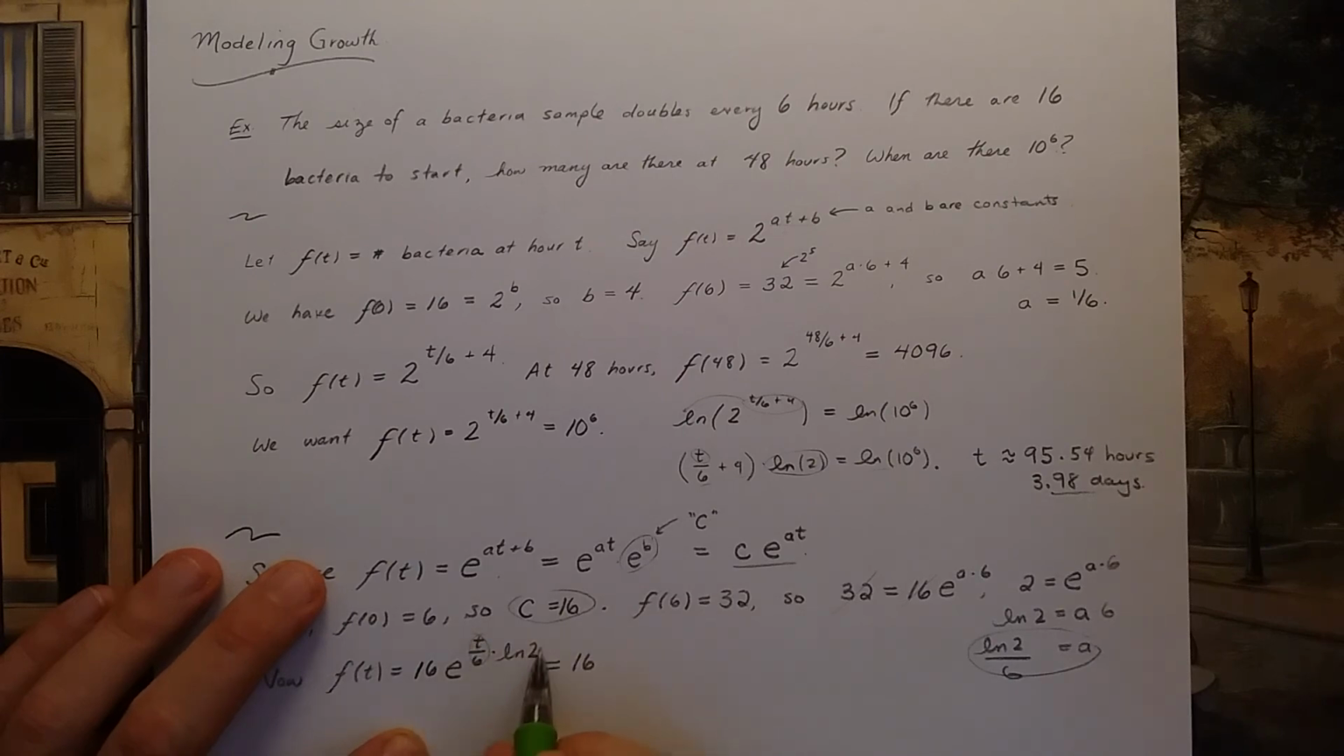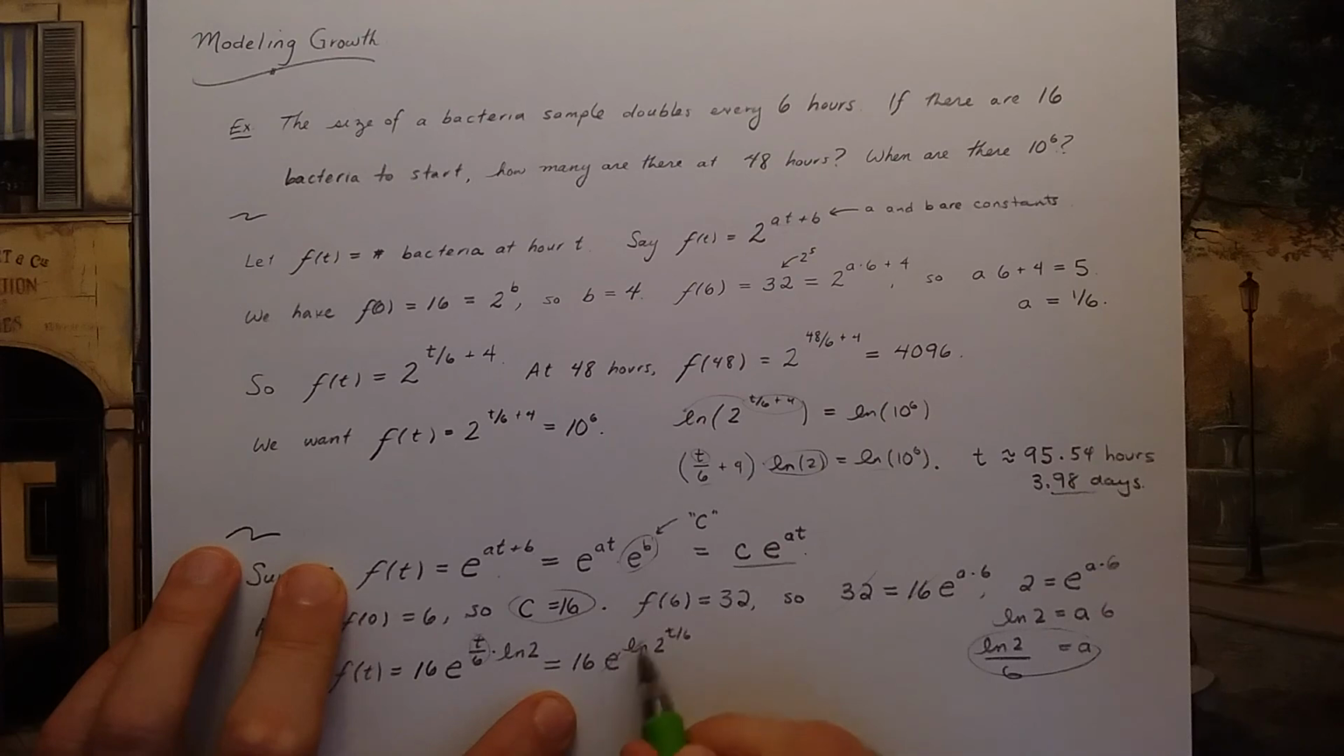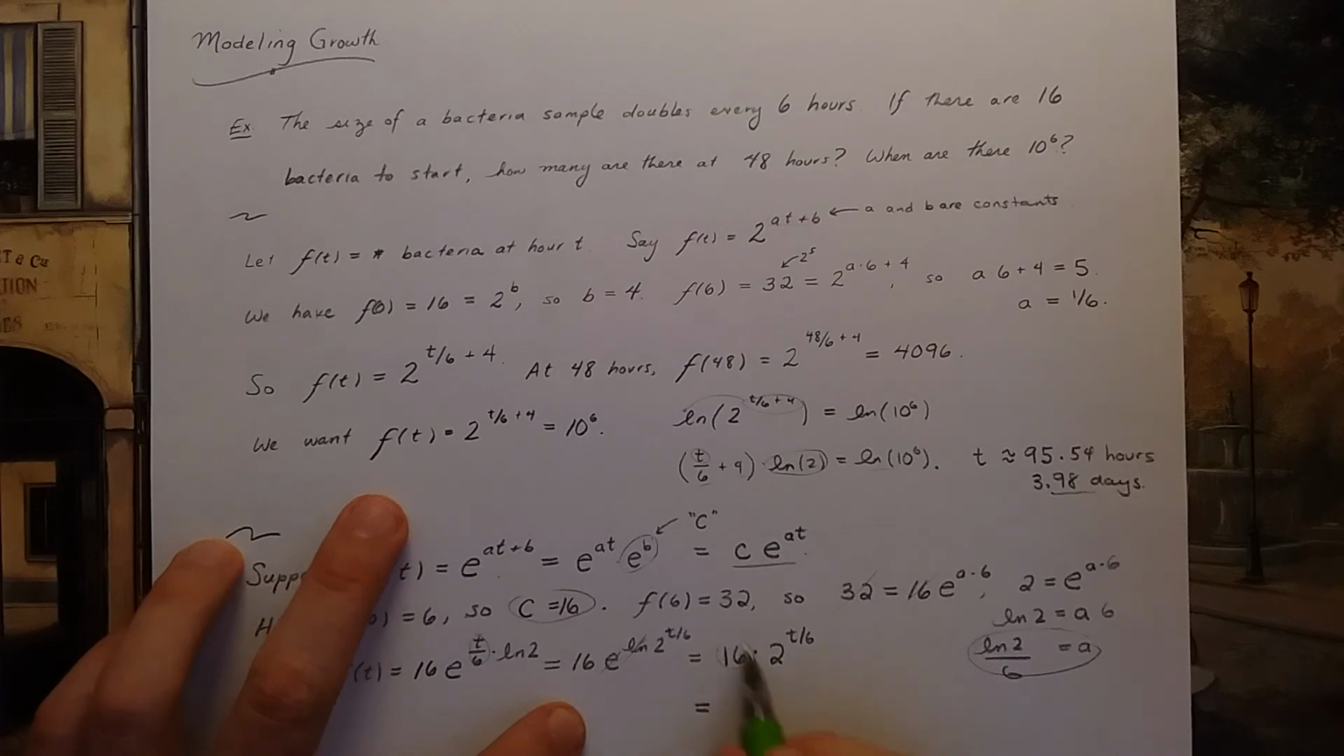I can take this log 2 and write it as log 2 to the t over 6 power. E and log are inverses, so when I compose them one after the other, they cancel out, and I get 16 times 2 to the t divided by 6. And to finish things up here, I'm just going to remark that 16 is 2 to the 4th, so this really is the same exact model that I had before.